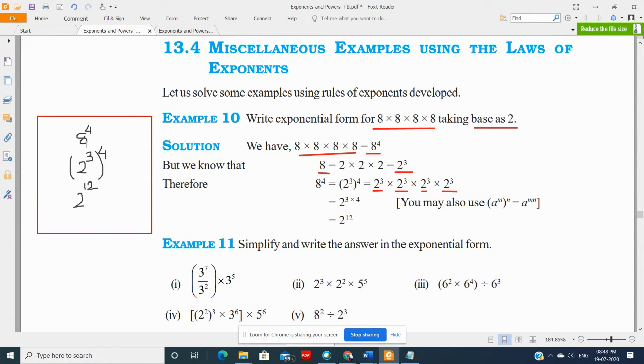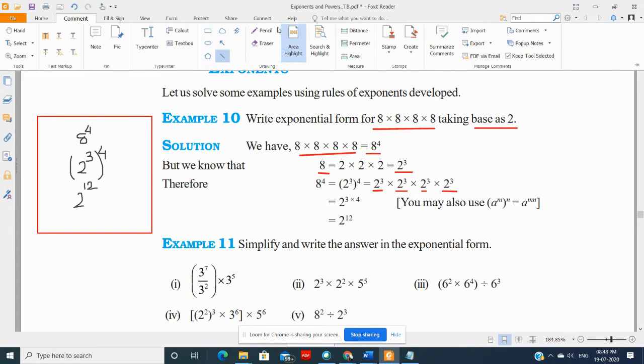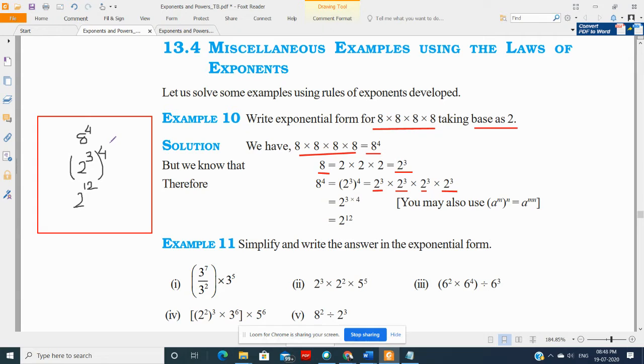So 8 raised to 4 is basically 2 cube whole raised to 4. Now, what is this rule? Power of power, right? We saw in our last lecture that power of power is nothing but multiplication. So it is 2 raised to 12, that is 3 4s are 12. So this is how you can solve the same sum like this.